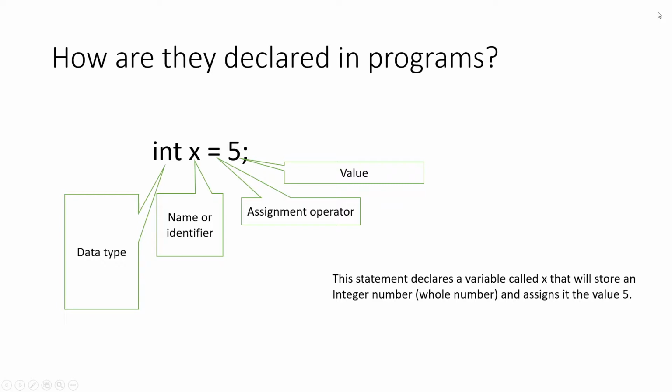So how are they declared? There's four elements to a variable declaration. The first begins the data type, in this case, indicating that it will store a whole number or an integer, same as in math. The name of the variable, or in a fancy way of describing it, the identifier.